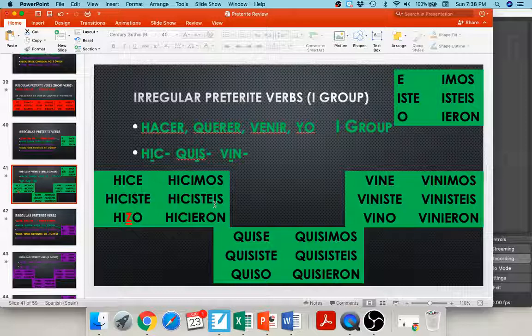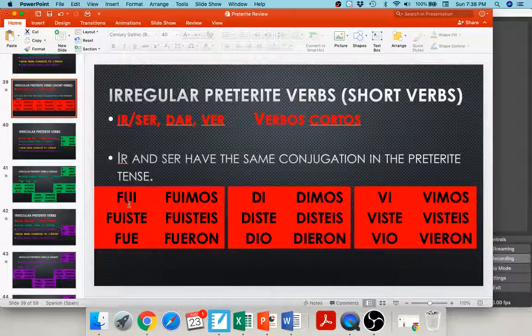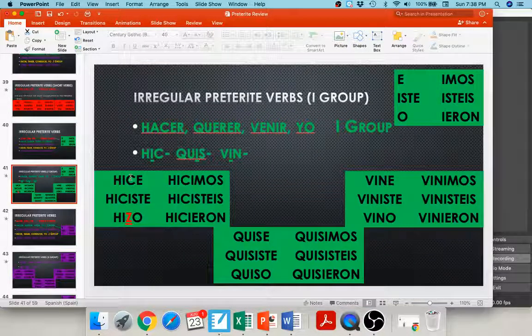Again, try to memorize just the yo form. Hice, quise, vine. So again, we had fui, di, vi. Here we have hice, quise, vine. And notice I did put this in red down here. It's not hico with a c-o. The C changes to a Z, so you get hizo.